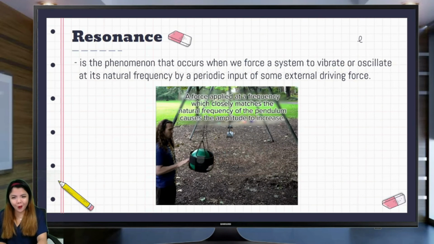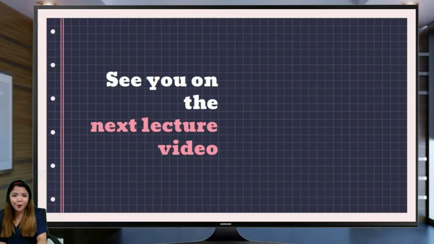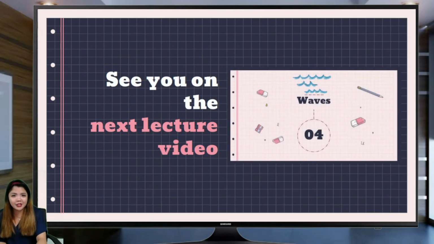So if you want to increase the amplitude of a natural oscillation, then all you need to do is to exert a frequency that closely matches the natural frequency of that body's oscillation. Okay, so I hope that's clear because that ends this lecture video, and I will see you on the next lecture video, which will be about waves.